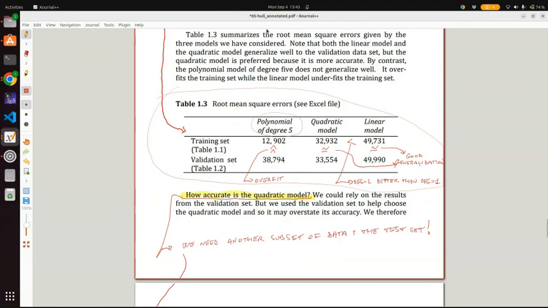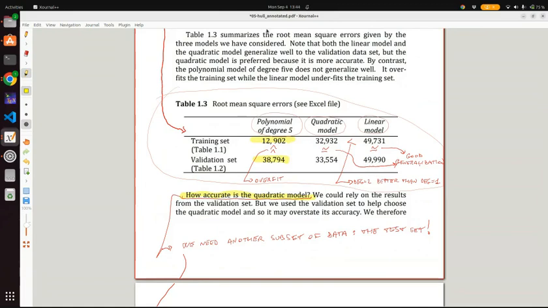One model is a polynomial of degree 5. The other model is a polynomial of degree 2, and the other model is a linear model, okay? So it's a very toy problem, very simple problem. And these numbers are the loss on the training set and on the test set. You can see that for the polynomial of degree 5, the loss on the training set is much smaller than the loss on the test set.